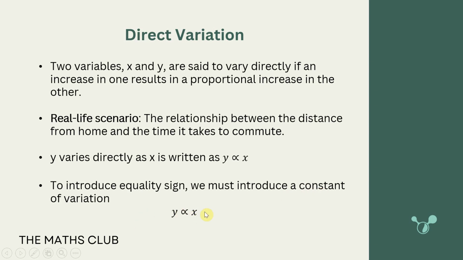So we have y is directly proportional to x, and then when we introduce the equality sign, we now say y is equal to k times x. We can't introduce the k without turning this alpha into an equal to sign. So this is a mathematical expression that we can solve, where k is a constant.